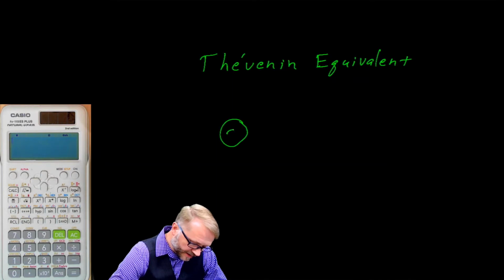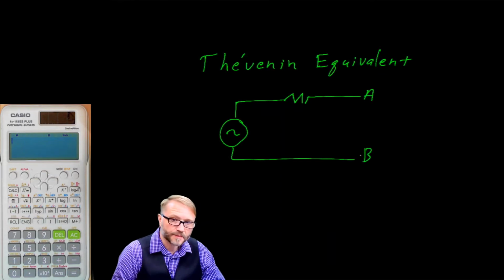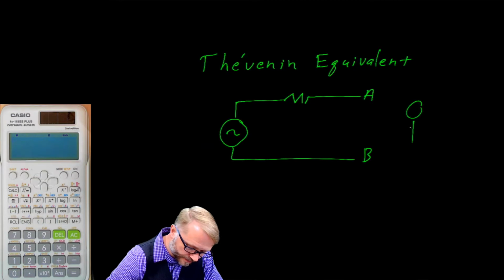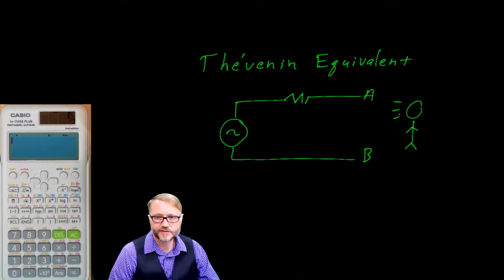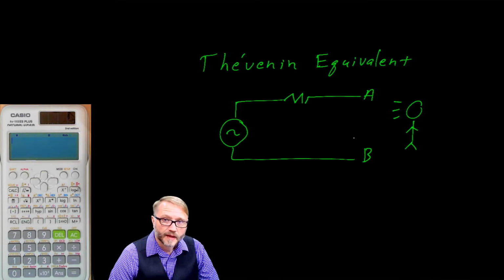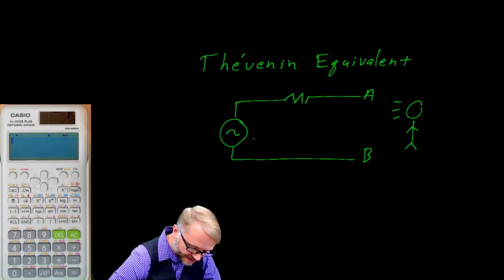Again, we have a generator. We have some resistance. We have terminals A and B. And finally, we have you. This is you looking into the circuit. And what you see is the ideal generator and a series resistance.